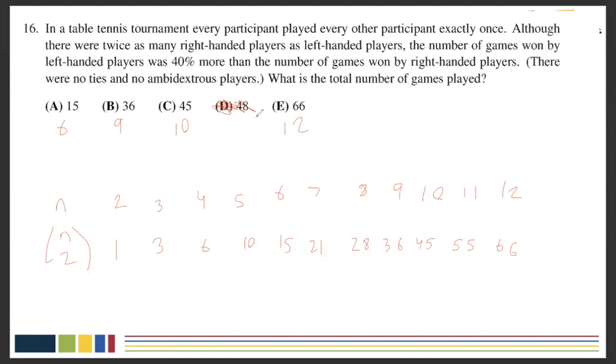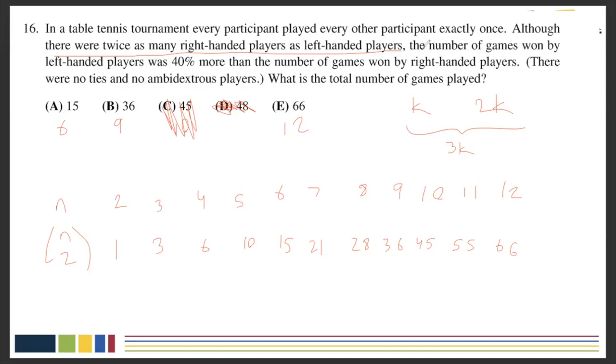Okay, so now from here, we read the rest of the problem statement. There were twice as many right-handed players as left-handed players. Notice it doesn't say one off from being twice. It says exactly twice. So what does this tell us? If the ratio of right-handed to left-handed players was 2 to 1, then the total number of players must be a multiple of 3. Because if the number of left-handed players was k, then the number of right-handed players would be 2k, and in total there would be 3k players. So that instantly eliminates choice C, because the number of players has to be a multiple of 3.